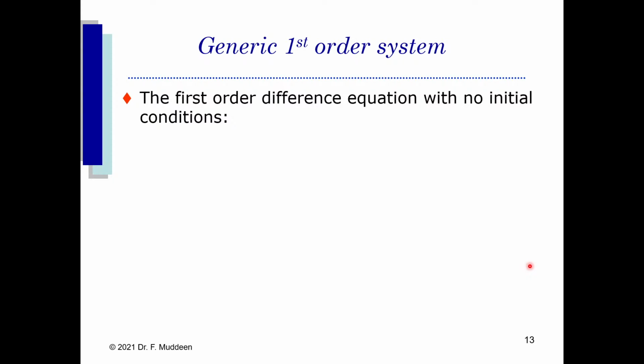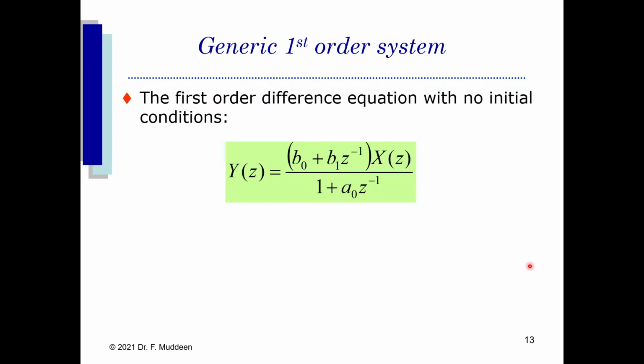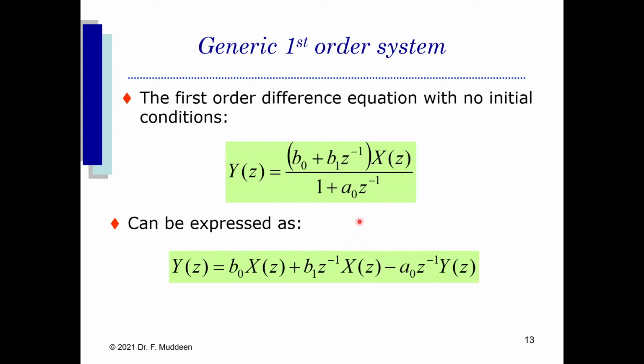So if you have a generic first order system here, or first order difference equation with no initial conditions, the generic form is given by this equation, where our x of z will have some b0 and b1 z to the negative 1. And our y of z here will have 1 plus some a0 z to the minus 1. We can rearrange this equation to make y of z the subject of the formula accordingly as well. And then we can draw up this block diagram just representing this y of z mapping to x of z accordingly.